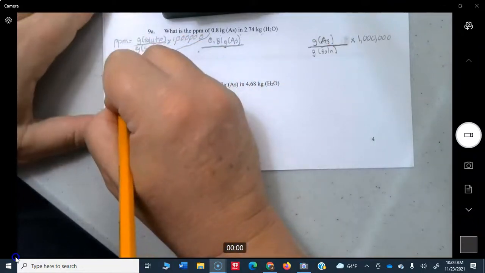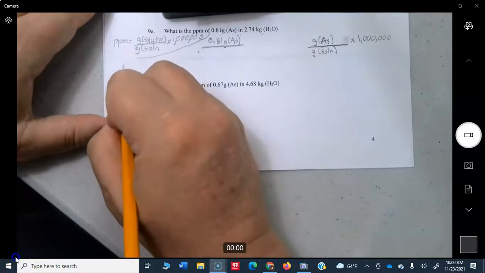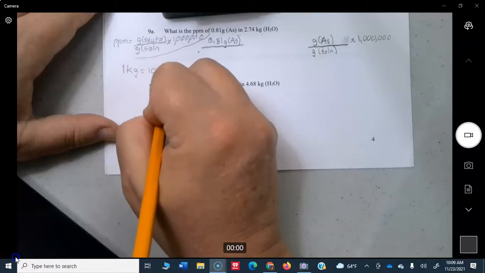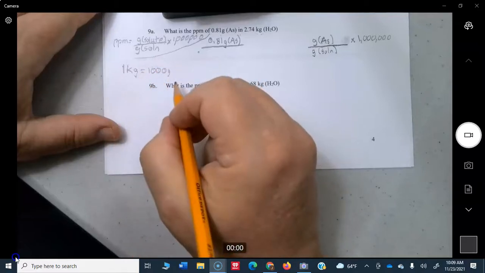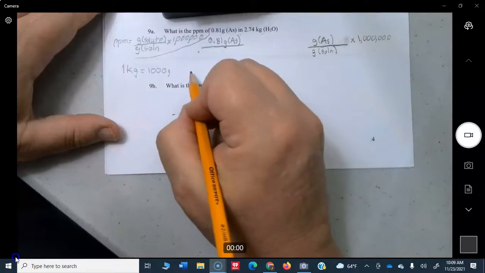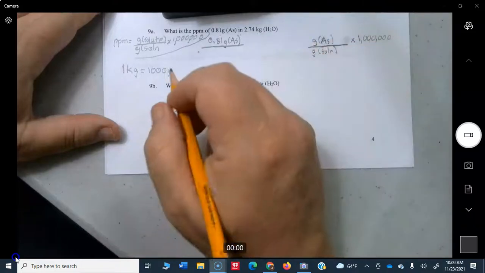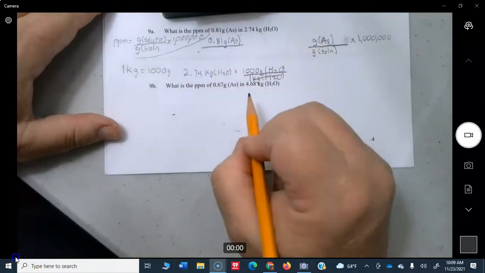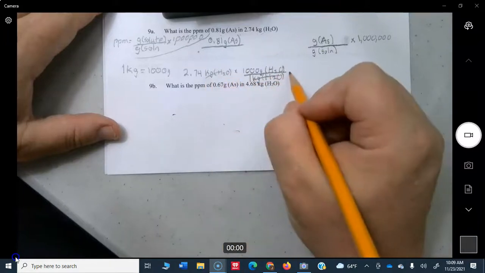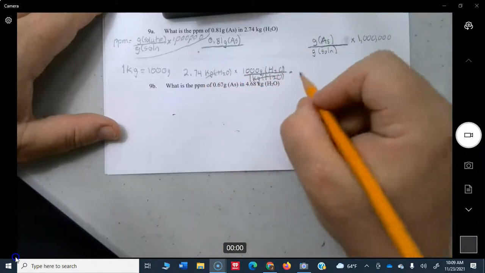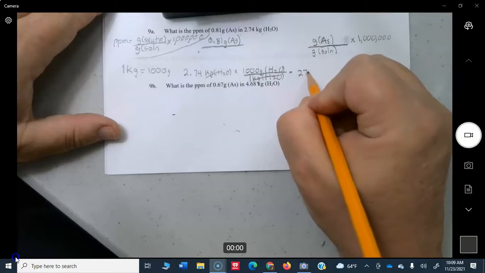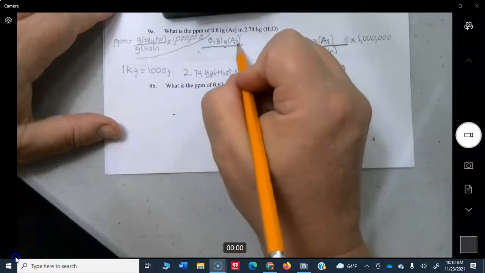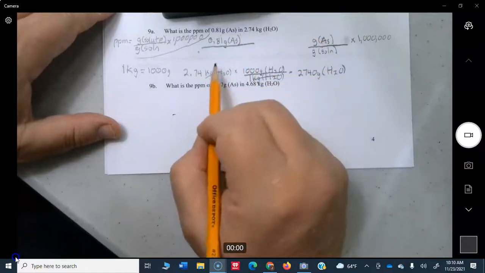You should know the conversion. 1 kilogram equals 1,000 grams of anything, not just of water, but of anything. So let's go ahead and do that conversion first before we stick it into our main equation here. Kilograms H2O and kilograms H2O cancels, and what you have there is 2,740 grams of H2O.